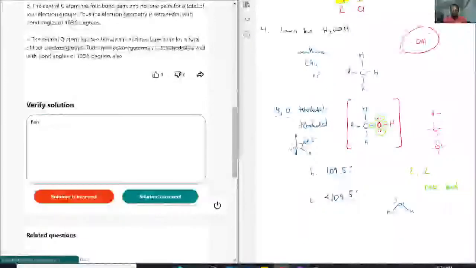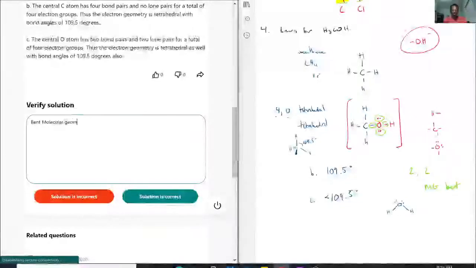So, bent molecular geometry for COH means that it's less than 109.5, not 109.5 exact. So, with that being said, although everything else they did was fantastic, these are just the little things that can make you, for example, get the question wrong, because you just have to recognize that part when it comes to the molecular geometry.